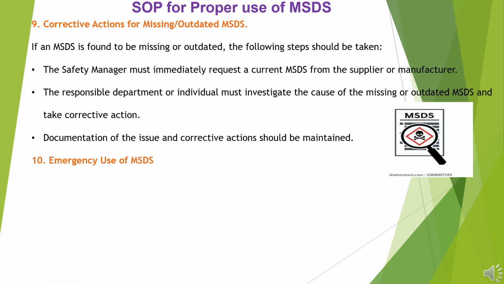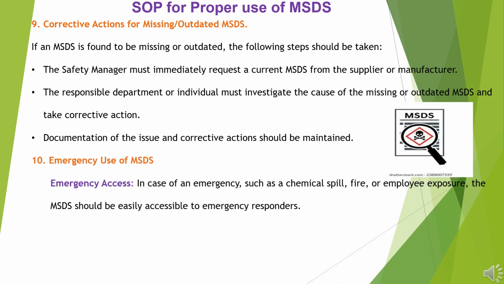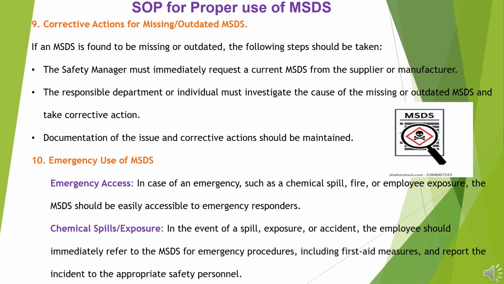10. Emergency use of MSDS. Emergency access. In case of an emergency, such as a chemical spill, fire, or employee exposure, the MSDS should be easily accessible to emergency responders. Chemical spills/exposure. In the event of a spill, exposure, or accident, the employee should immediately refer to the MSDS for emergency procedures, including first aid measures, and report the incident to the appropriate safety personnel.